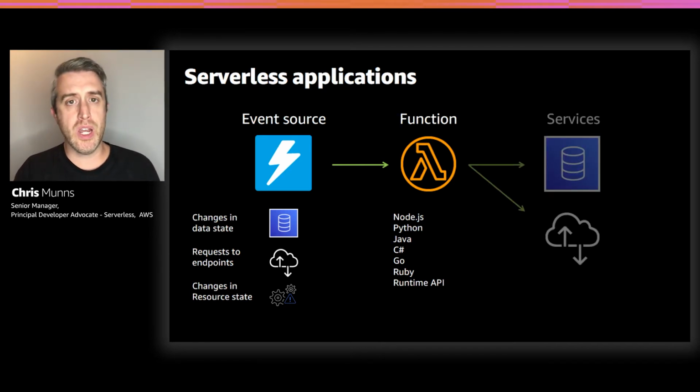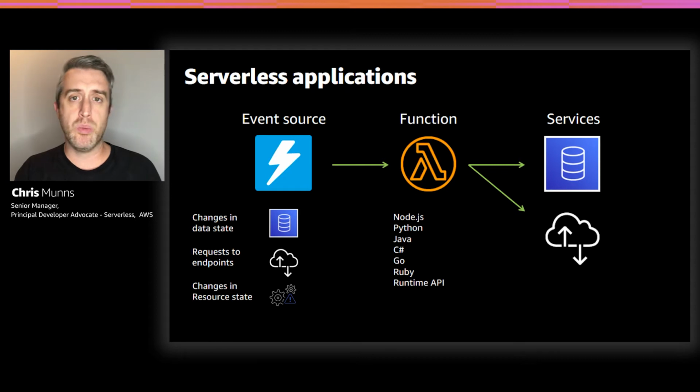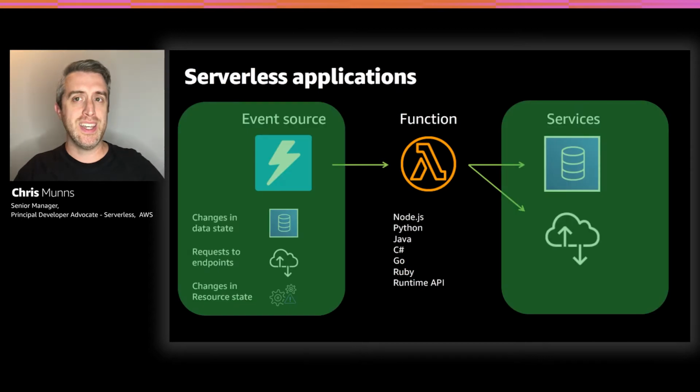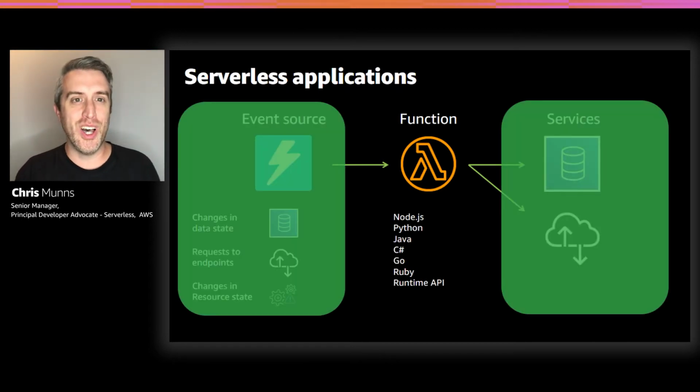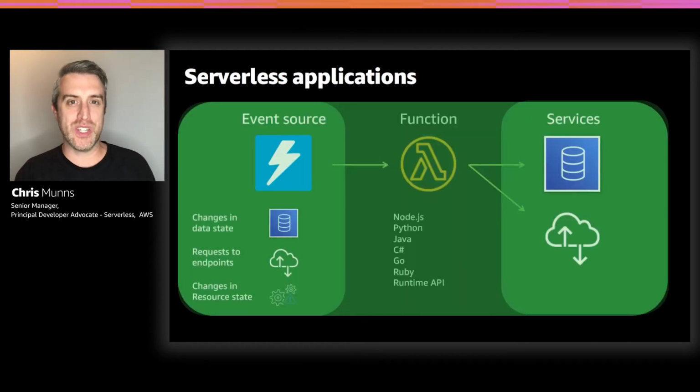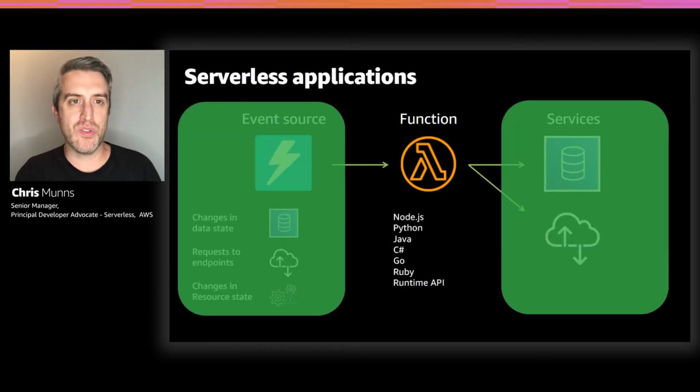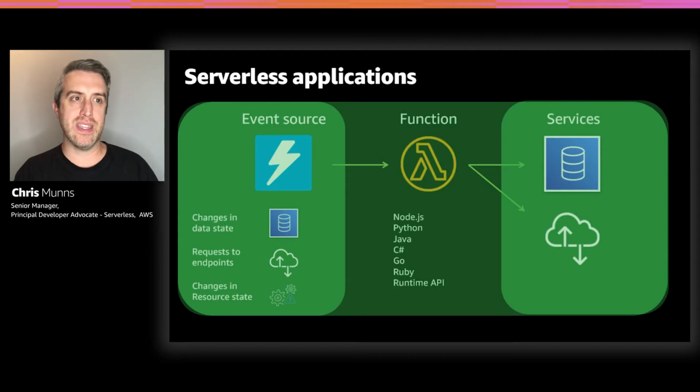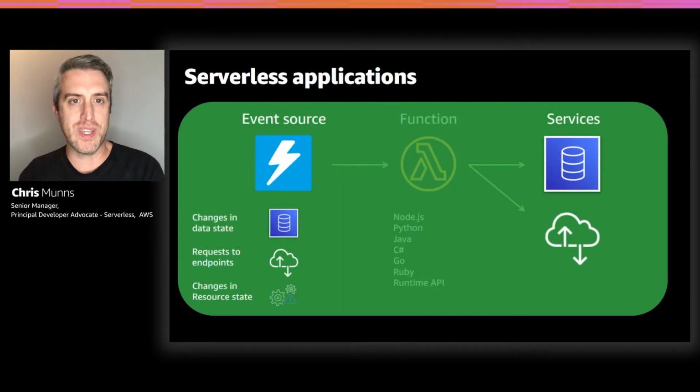And then the other side of your Lambda function are the services that your code might need to interact with. This can be everything from databases to data stores to other APIs, all sorts of things that you would normally have an application interface with. Now, in today's session, we're going to be focusing primarily on the outside parts of the serverless application architecture. So we'll be talking about the event source, and we'll be talking about the services that you integrate with. Again, that's going to be our main focus.